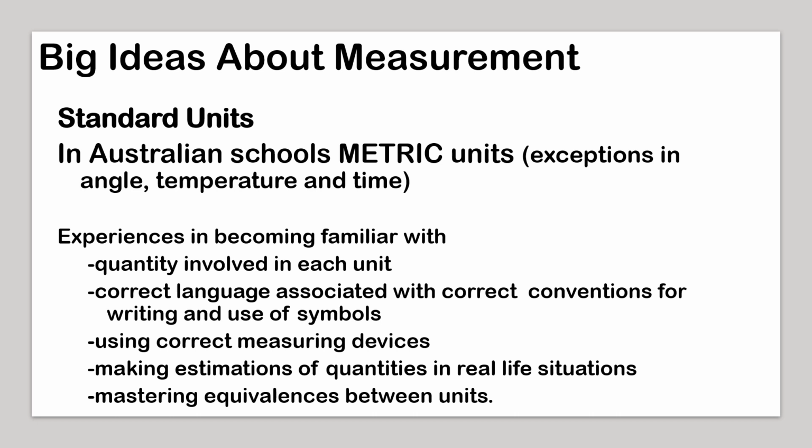Then using the correct measuring devices for the attribute that we're going to be measuring. Again, this whole idea of making estimations in real life situations and getting the kids to be very comfortable making an estimation, regardless of how close it is. We want it to be close and reasonable is the word, but it doesn't have to be exact. And then looking eventually at mastering those equivalences between units, such as 100 centimeters is 1 meter, 1,000 meters is a kilometer, etc. So it's a slow build before we even get to that last dot point.